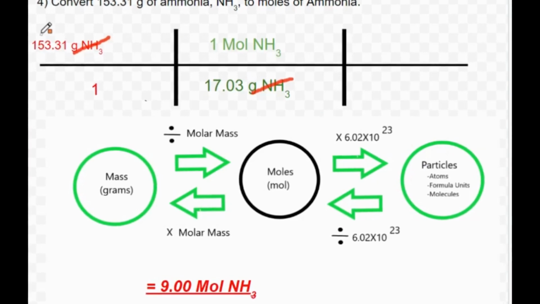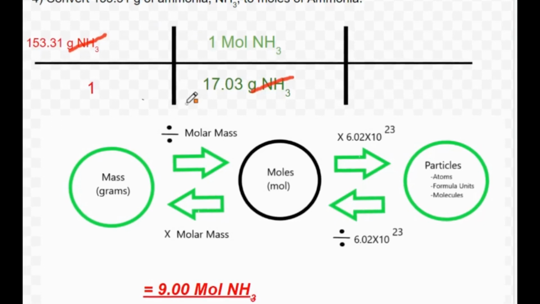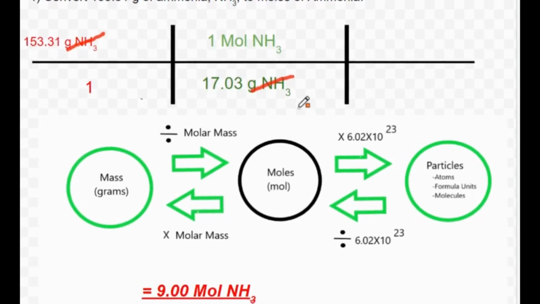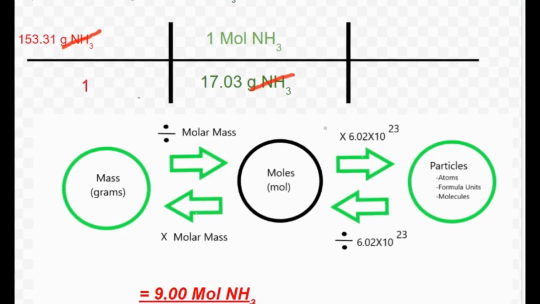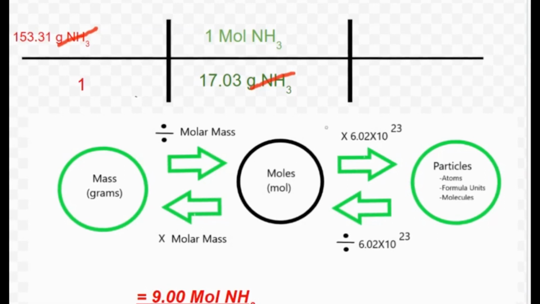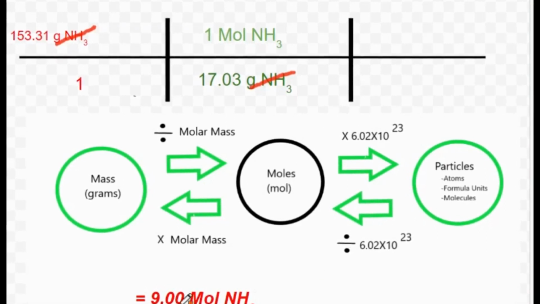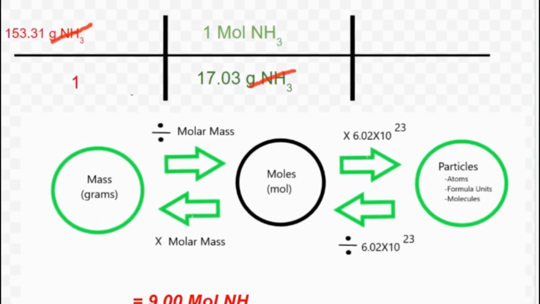So then I took my calculator and I did 153.31 times 1 over 17.03 grams. It gave me a calculator answer of 9.002. And the 2 is in the thousandths place, so I rounded to 2 decimal places, 9.00 moles of ammonia.